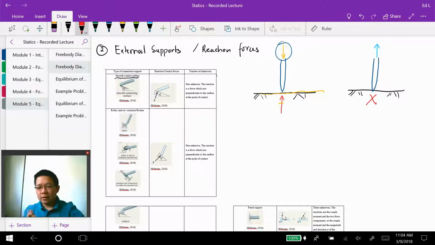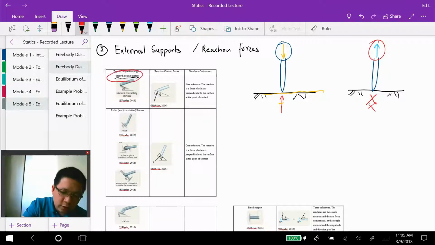That's the reason when we have a force going upward, there's no reaction force for a smooth contact surface. And of course there's no friction force in here because we are talking about a smooth surface.